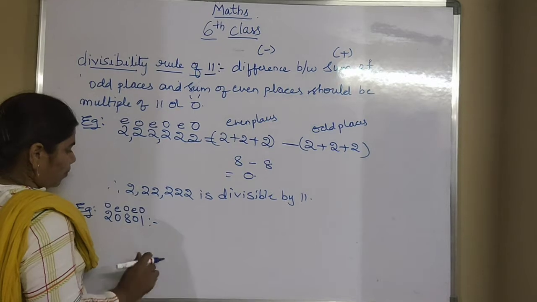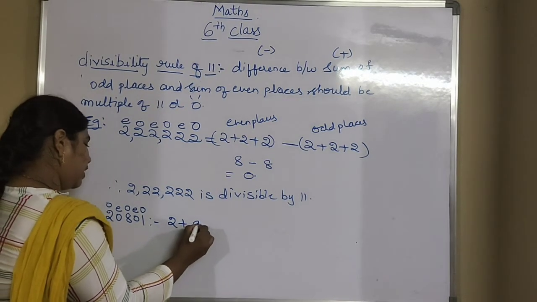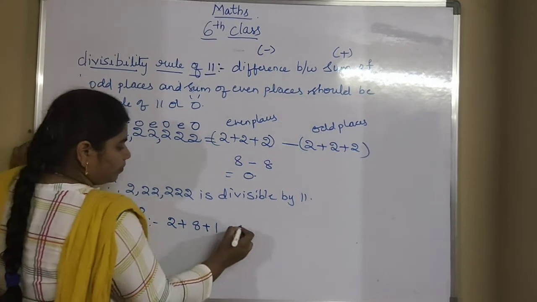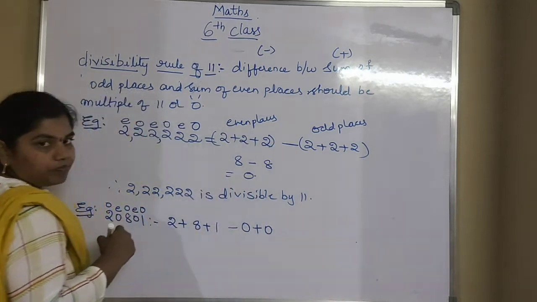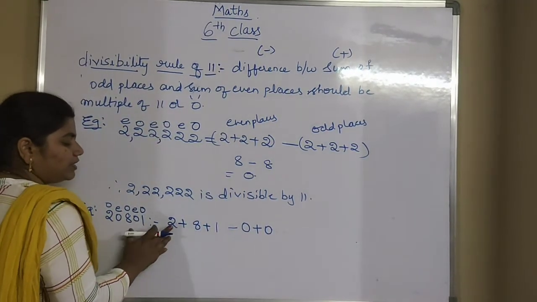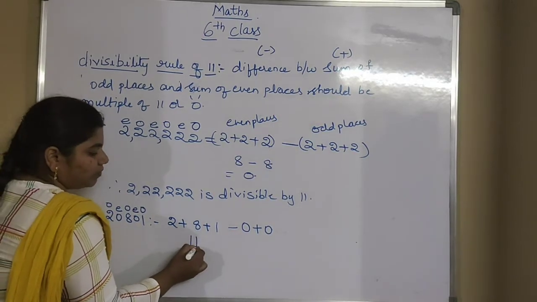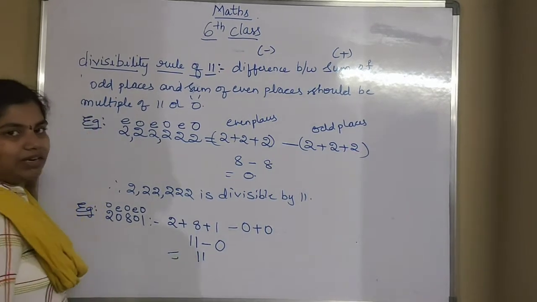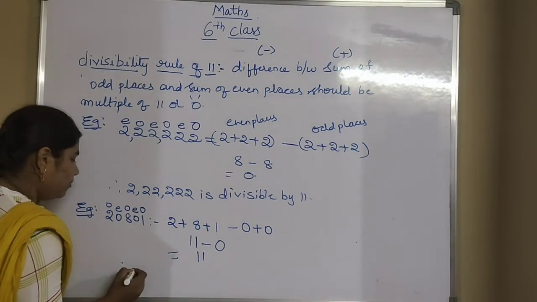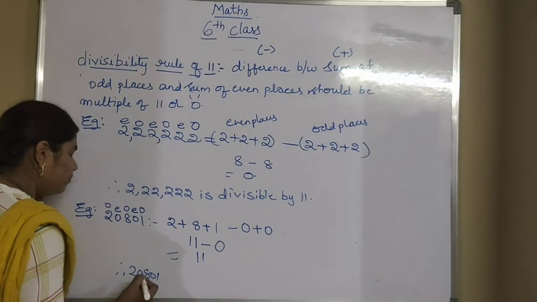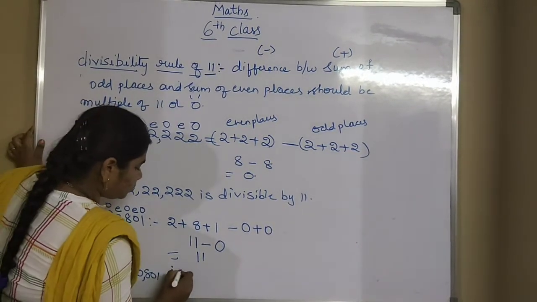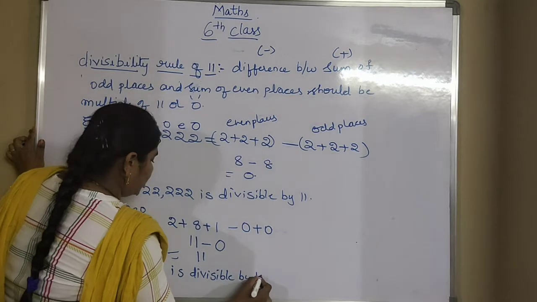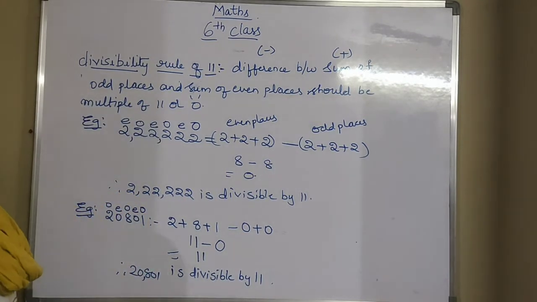First I am taking the odd places, 2 plus 8 plus 1, minus the even places, which are 0 and 0. 0 plus 0. Now 8 plus 2 is 10. 10 plus 1 is 11. Minus 0 plus 0 will be 0. 11 minus 0 will be 11. 11 is a multiple of 11. So we can say 20,801 is divisible by 11. So this is our divisibility rule of 11.